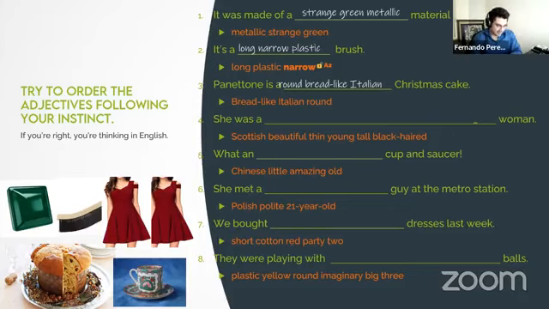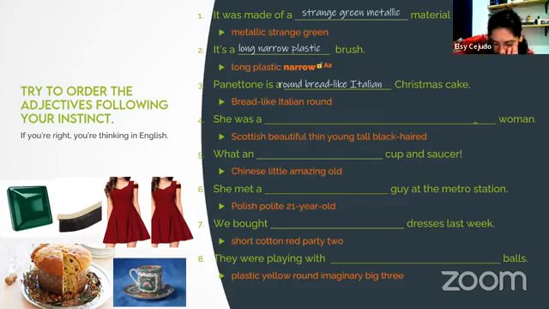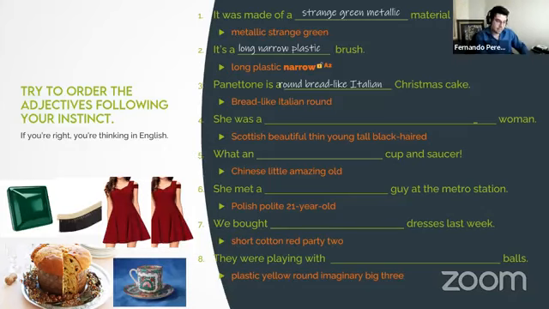Let's write it down. Is nationality the last of the proper adjectives? Exactly. If you have two proper adjectives, use the nationality at the end. I'm going to write this in a nutshell. Questions, guys?